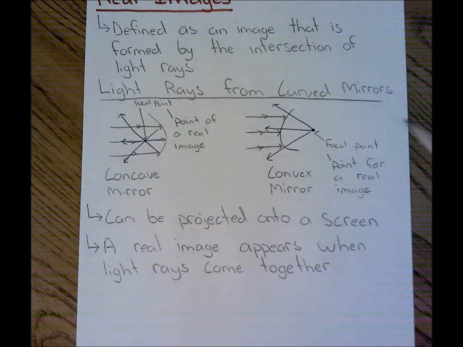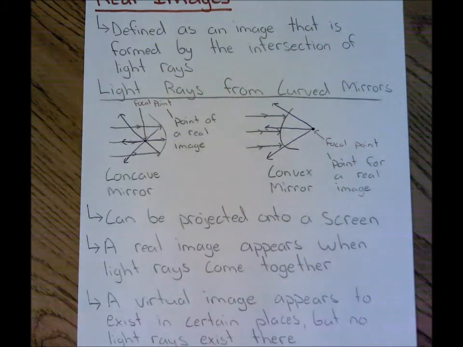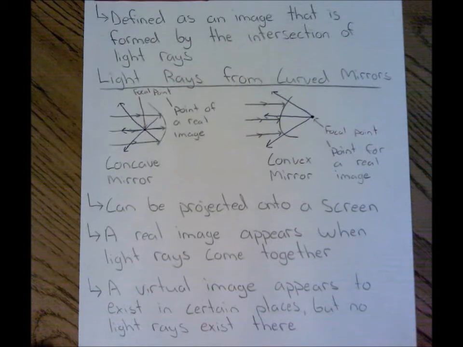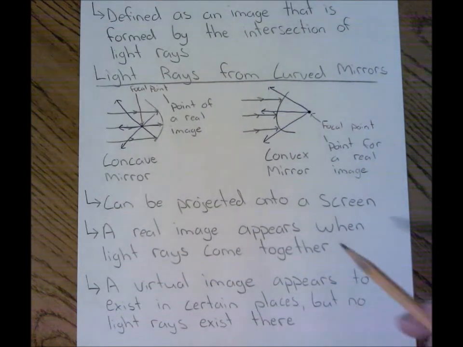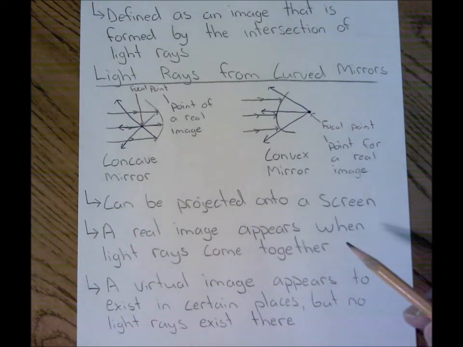Now, on the flip side here, a virtual image appears to exist in certain places, but no light rays exist there. So, one additional point, and I should have made this when we were talking about a real image. A real image can also be said to be where light rays exist at the point the real image appears. So almost that focus point.